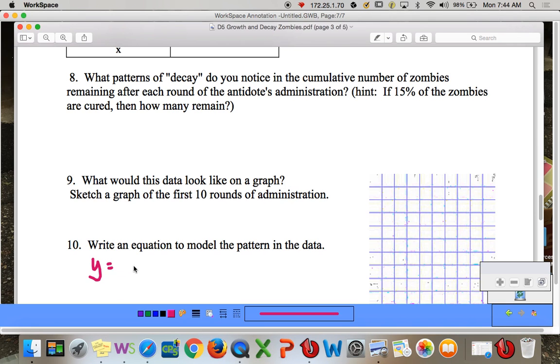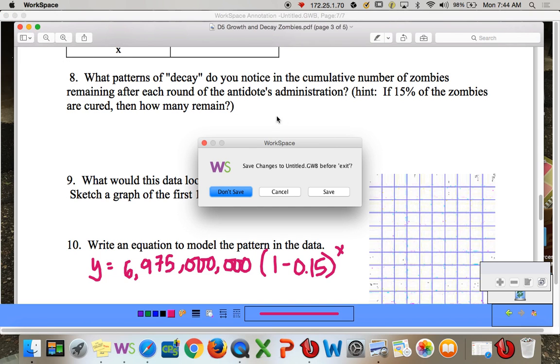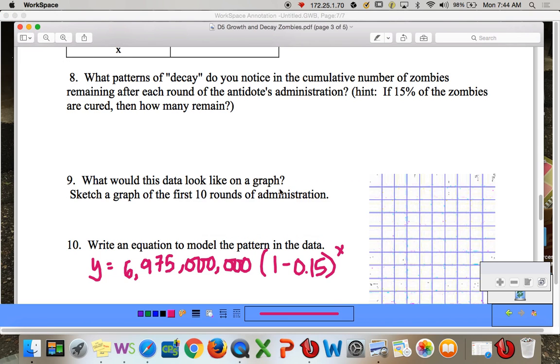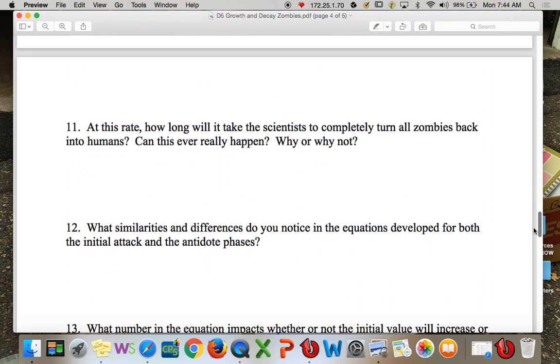So again, we start with our initial value, 6,975,000,000. And instead of multiplying by 3 zombies per day, it's 85%. And so I can put in the 85% or show how I got it, 100% minus the 15% per day. So multiply by 85% per day. And then once you have that equation, you can go and answer the questions on the next page.